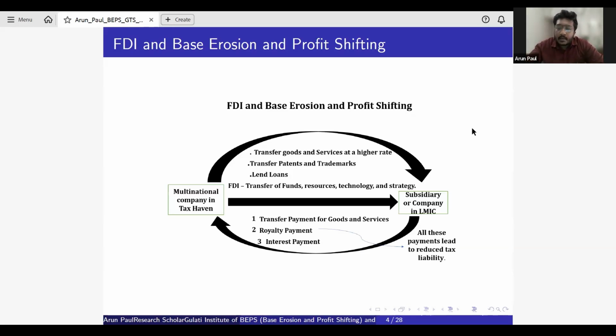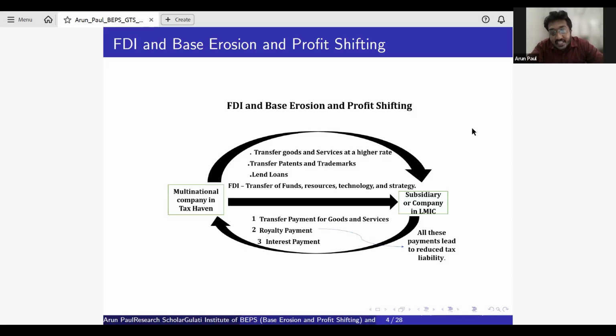So a multinational giant will establish a paper company in a tax haven, and establish a subsidiary in a lower middle income country. For example, I will take my country, India. They will establish a subsidiary in a country like India and make a significant amount of FDI investment. How they do profit shifting is very interesting.